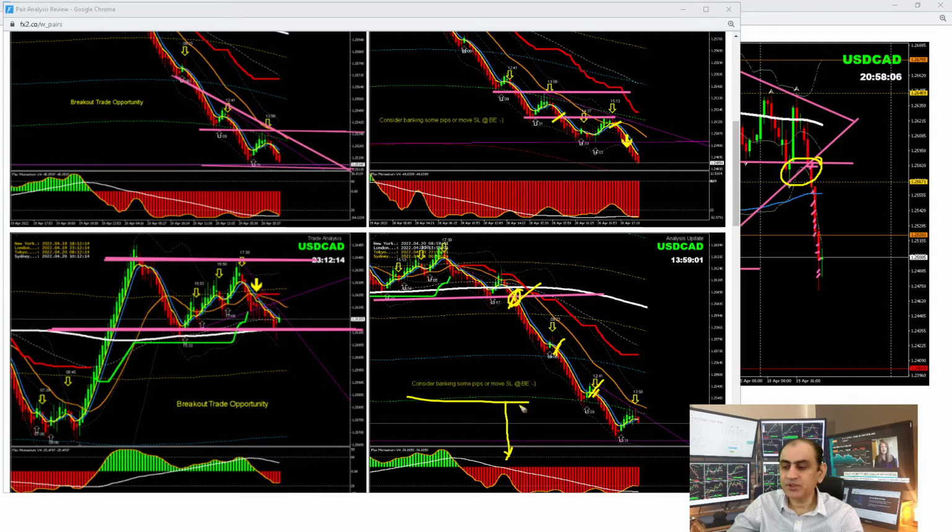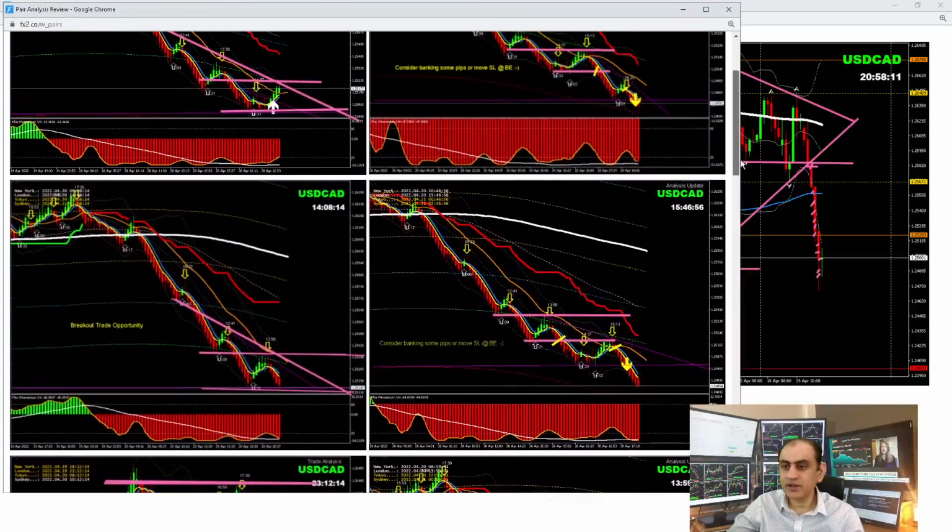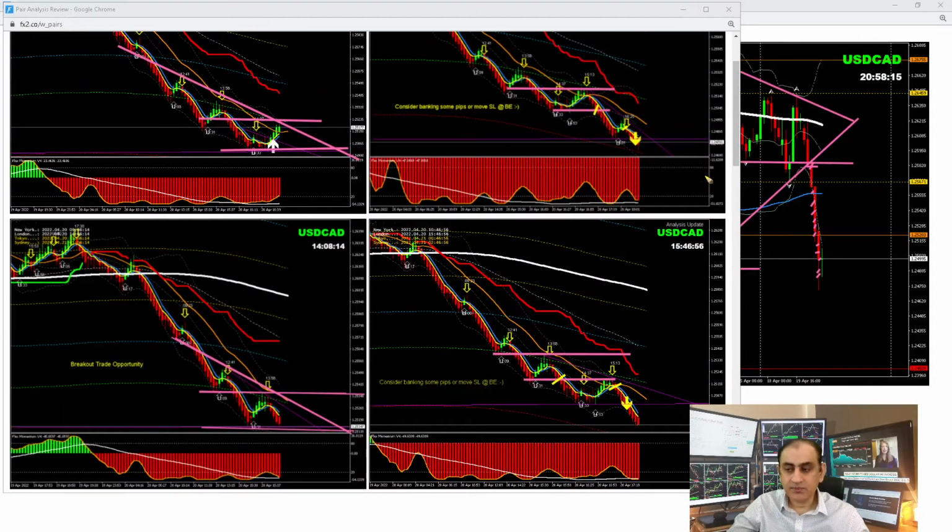And just before the New York session, we banked beautiful pips, and then I explained to my traders, look for another breakout, as you can see here, because the news release for the CAD was good for the CAD and bad for the dollar. That's another great setup. We have another beautiful breakout. After the breakout, we have another pullback. Here, all these pullbacks.